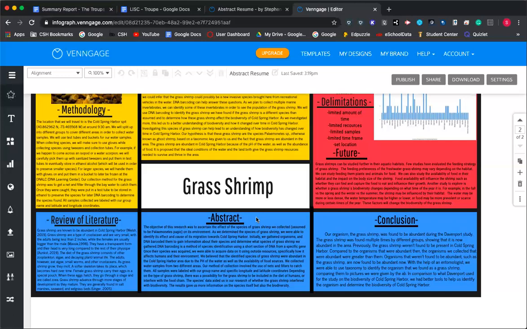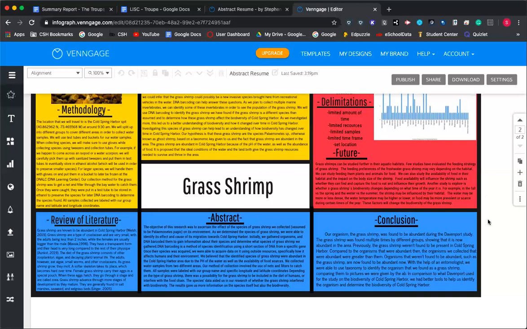Depending on the type of grass shrimp, there was a possibility for the grass shrimp to be included in the diet of humans or interfere with the food chain. The species data aided us in our research of whether the grass shrimp interfered with the biodiversity. The results gave us more information on the species itself, but also the biodiversity.